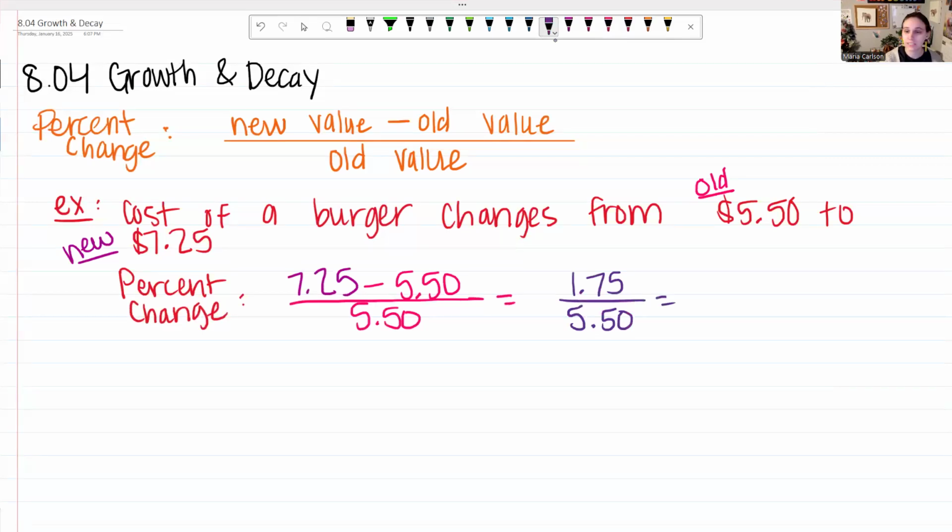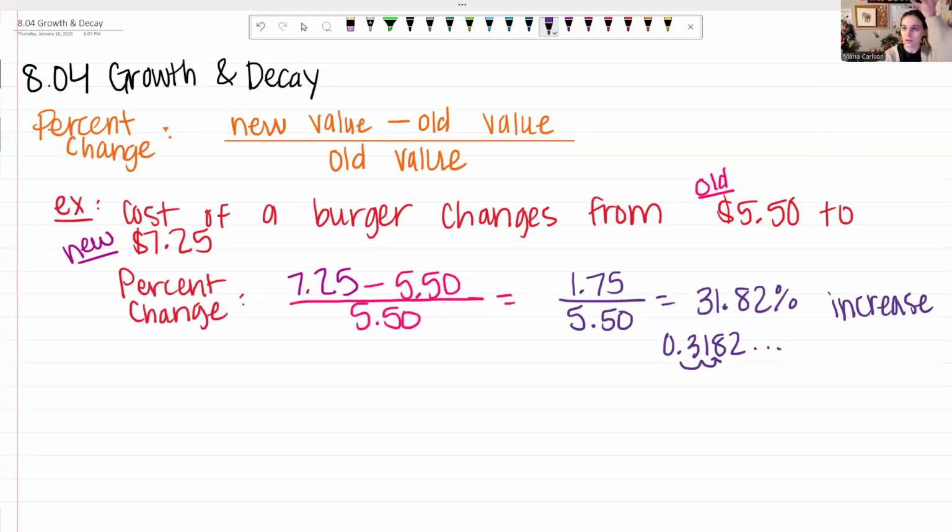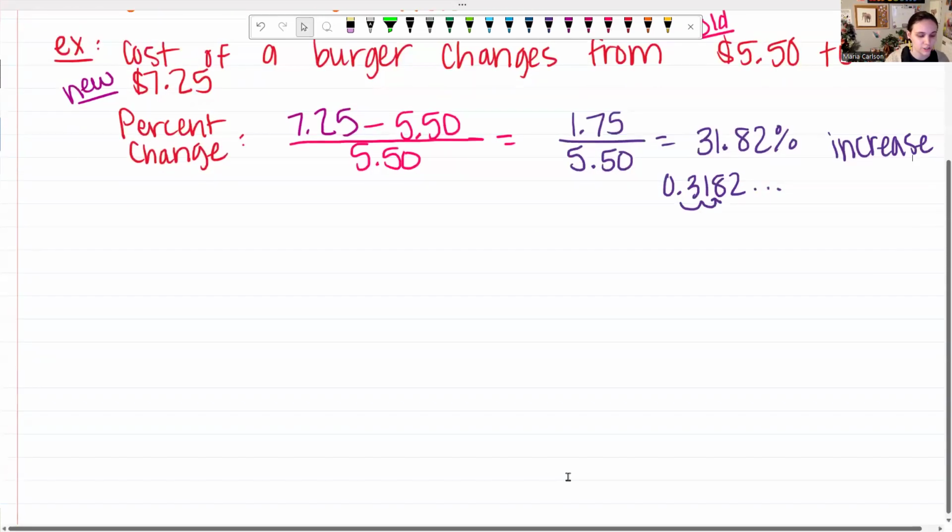And if I actually divide, this tells me that it is increased by about 31.82%. The decimal you would get is 0.3182, and so on. So I would move that decimal two places to convert to a percent. And of course, this was an increase, again, because the price went up from $5.50 to $7.25.